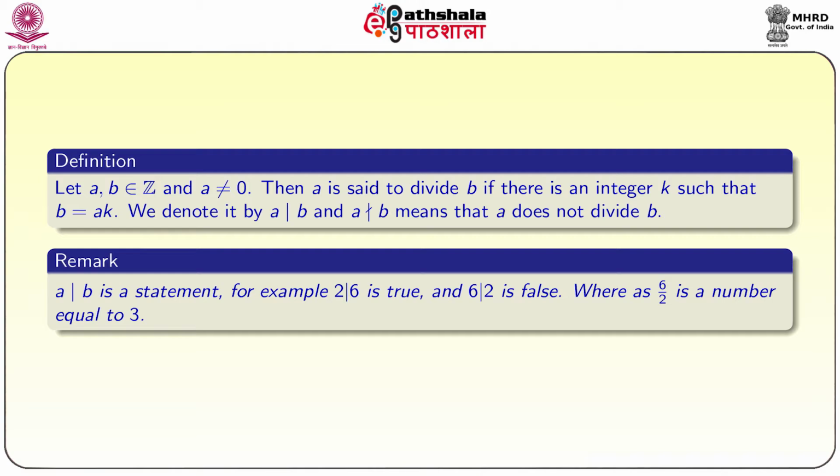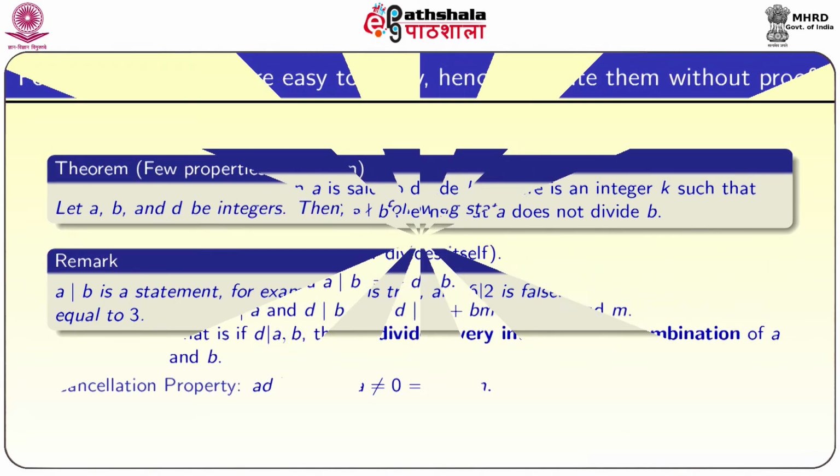So, to understand, a does not divide b or a divides b is a statement. For example, 2 divides 6 is true and 6 divides 2 is false, whereas 6 by 2 is a number that is equal to 3.